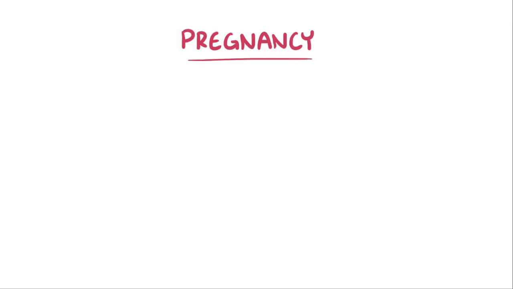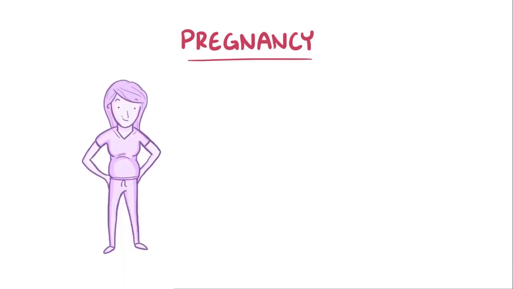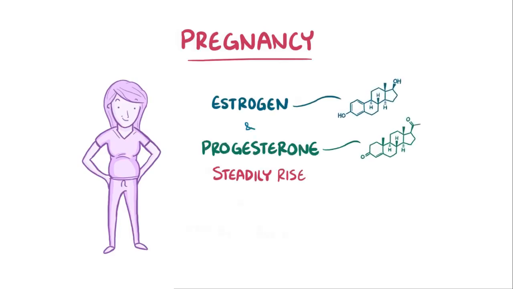Pregnancy is an amazing process that affects almost every body system. Throughout the pregnancy, estrogen and progesterone levels steadily rise, and this leads to a bunch of anatomic and physiologic changes that happen throughout the body.